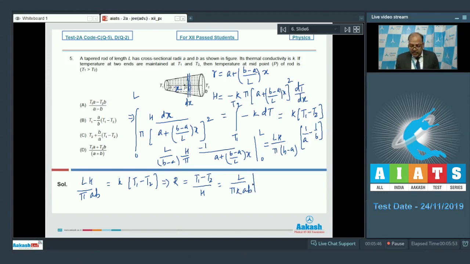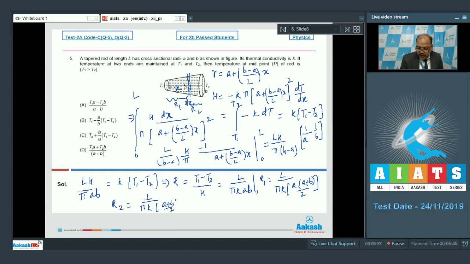So now we are in a position to find the resistance of this part. We can call it R1, and the resistance of this part, which is R2, using the same expression. For the left part, the value of A will be A, but the value of B will be A plus B by 2. So that means we get R1 is equal to L divided by pi K into A into A plus B divided by 2. And for the right half, the thermal resistance will be equal to L divided by pi K into A plus B by 2 into B.